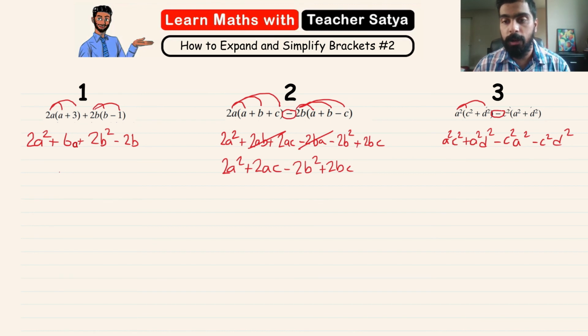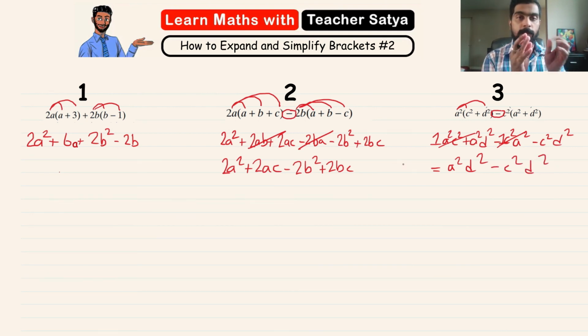a squared c squared minus c squared a squared will give us 0, right, guys? Because the number in front of it is the same, it has the number 1 in it. Therefore, 1 minus 1 is 0. And the final answer would be a squared d squared minus c squared d squared. All right, guys? And that is how you would expand and simplify brackets.